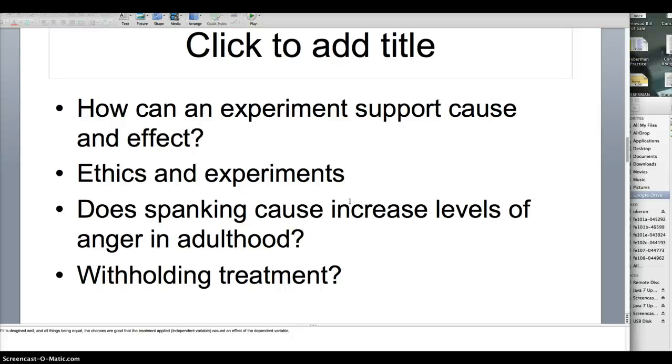So the way that we get around something like that is we don't ask it at the front end, we ask adults at the back end. We ask people, A, whether or not they have issues with anger, and B, were you spanked as a child? So there's some things that we just ethically cannot do. The other one I mentioned a second ago is about withholding treatment. If something's good for students and seems to be making a difference, then we have an ethical obligation to provide that treatment to the control group as well.